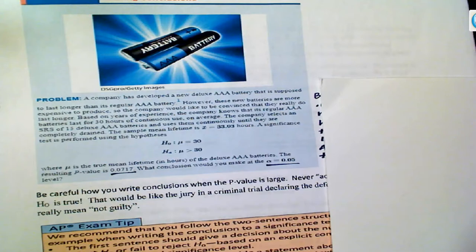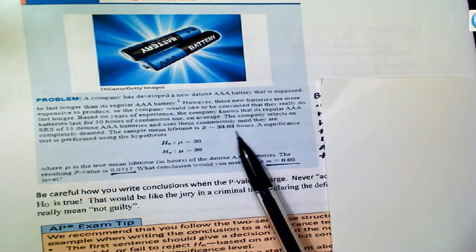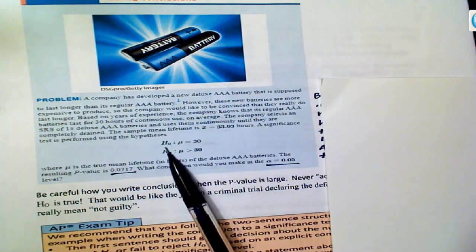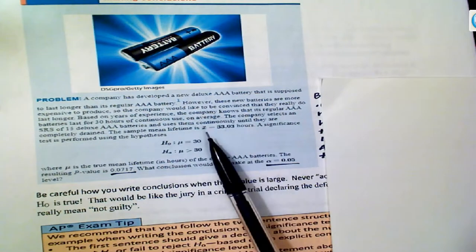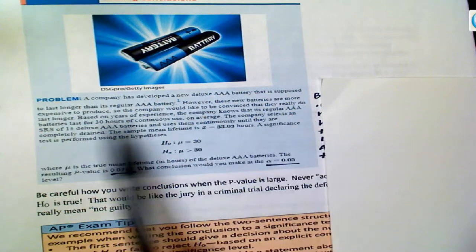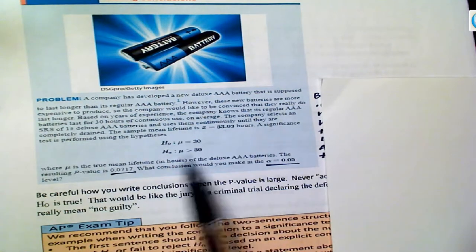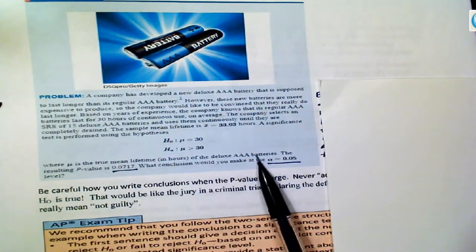The company selects a simple random sample of 15 deluxe AAA batteries and uses them continually until they are completely drained. The sample mean is x bar, so this is what they get from the sample. A significance test is performed using the hypotheses. So our null hypothesis, or H0, is that the mean equals 30, and the Ha is that they really do last longer, so we do greater than 30, okay? Where the mean is the true mean lifetime of the deluxe AAA batteries.